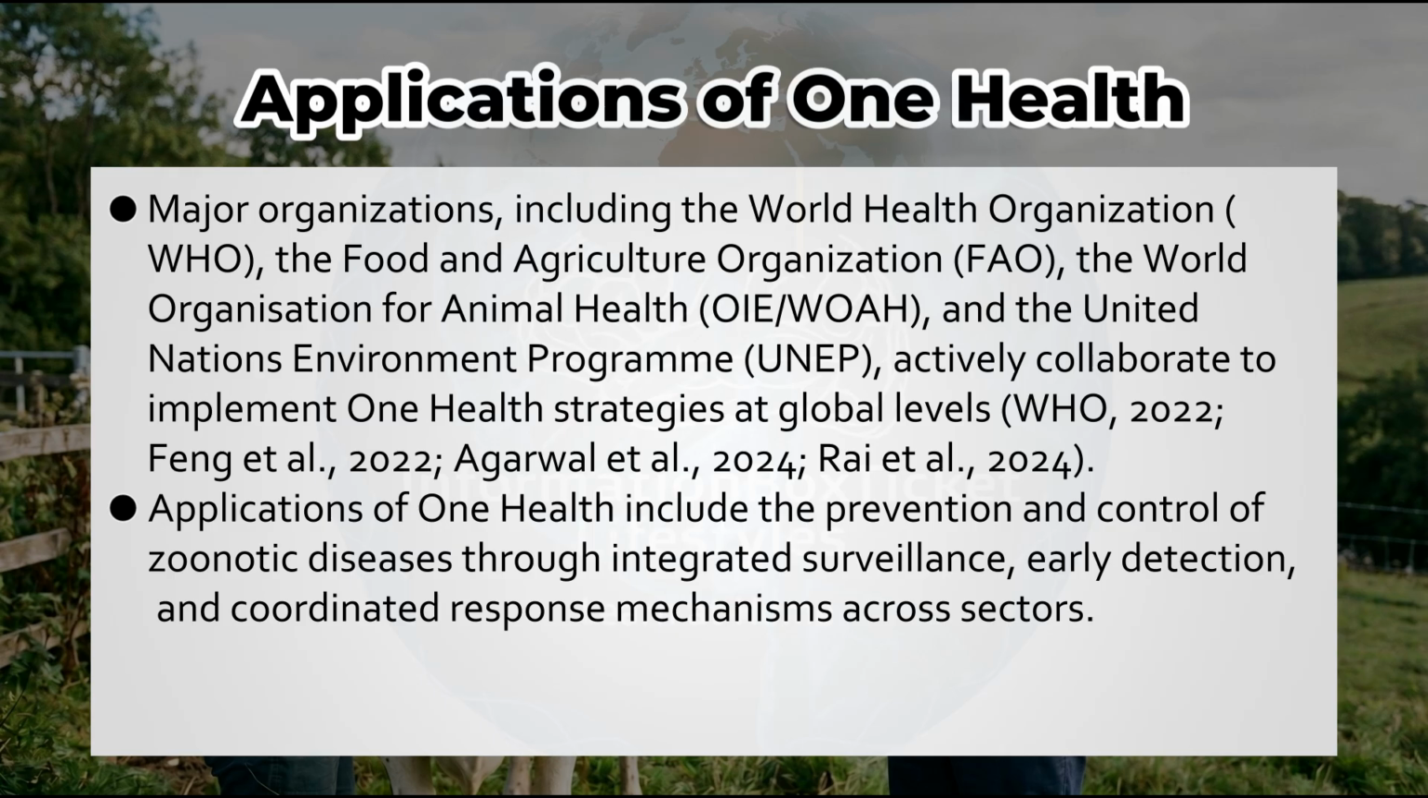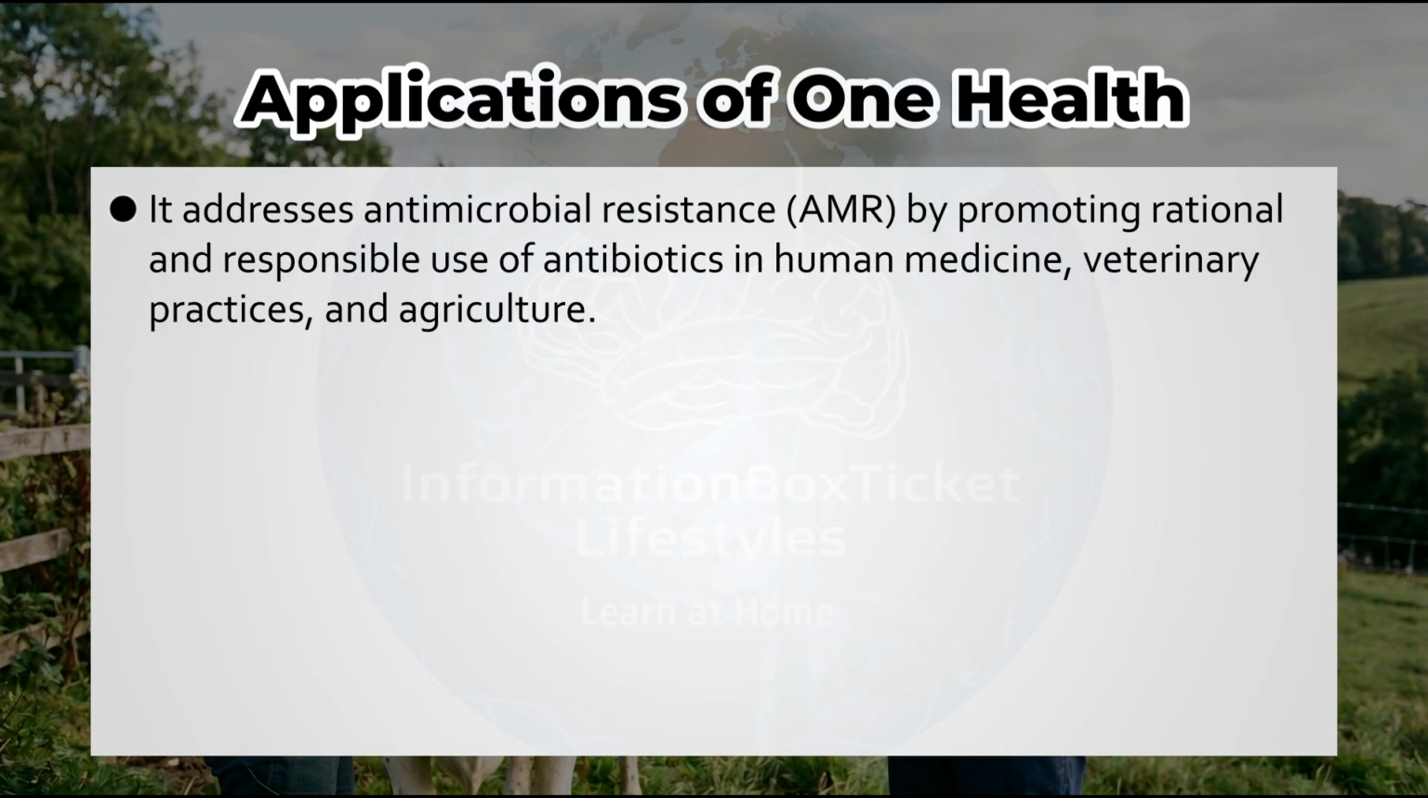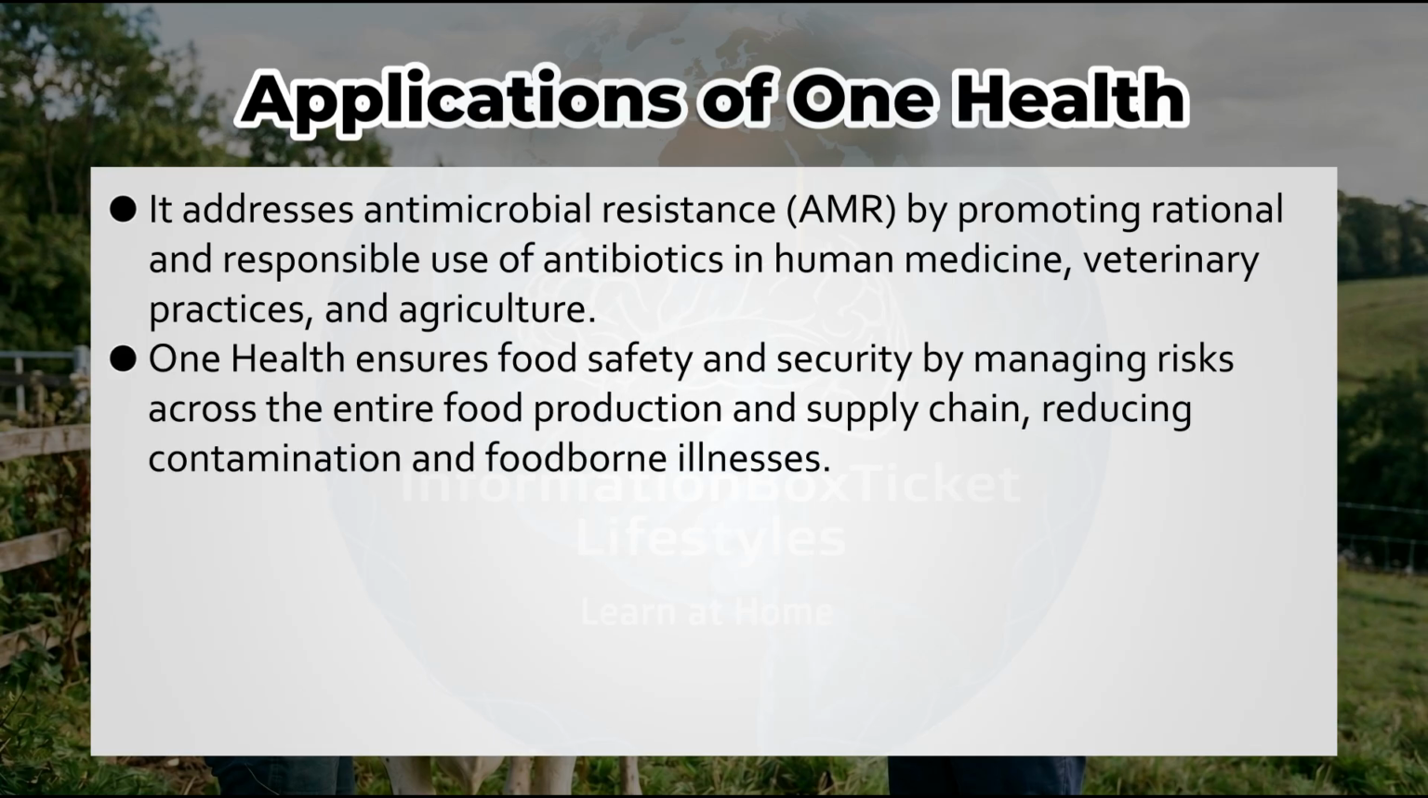Applications of One Health include the prevention and control of zoonotic diseases through integrated surveillance, early detection, and coordinated response mechanisms across sectors. It addresses antimicrobial resistance, AMR, by promoting rational and responsible use of antibiotics in human medicine, veterinary practices, and agriculture. One Health ensures food safety and security by managing risks across the entire food production and supply chain, reducing contamination and foodborne illnesses.